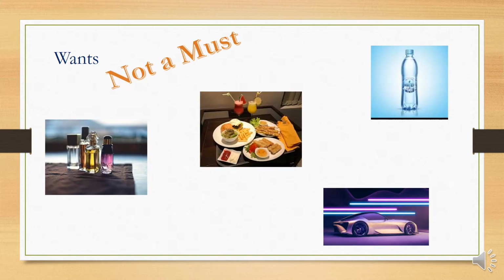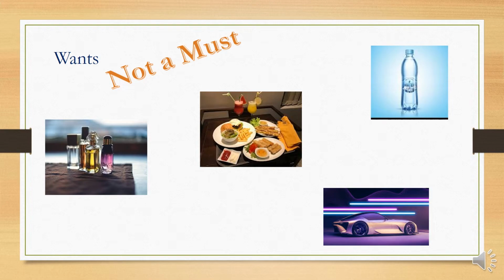Then we have wants. It's not a must. For example, you can live without a perfume. You can live without a branded water bottle. You can live without an expensive meal. You can live without a sports car. These are the wants, the luxuries. You want to take your life to the next level if you are going to ask for a want or a desire or a luxury.